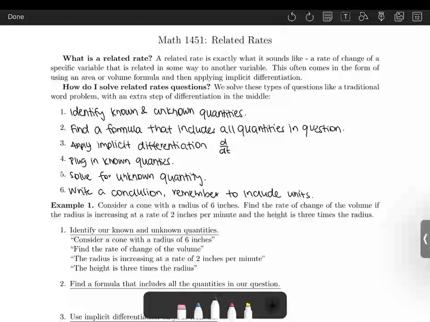So these are the steps to solve the word problems. We're going to pause this video here, and we have a subsequent video where we're going to work through this example together.